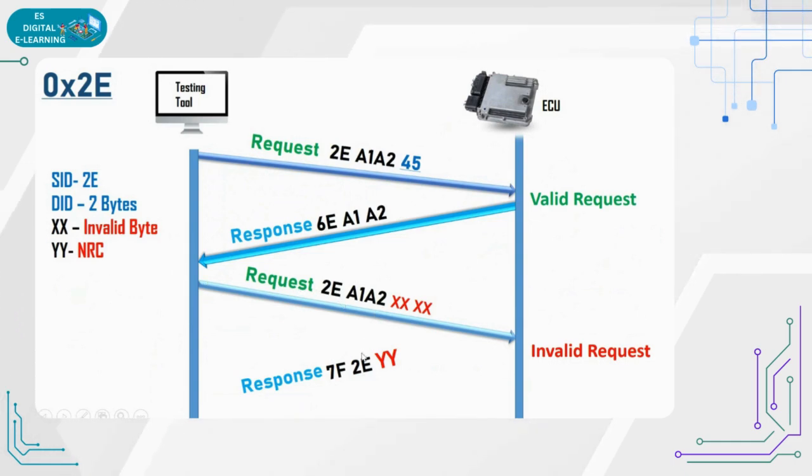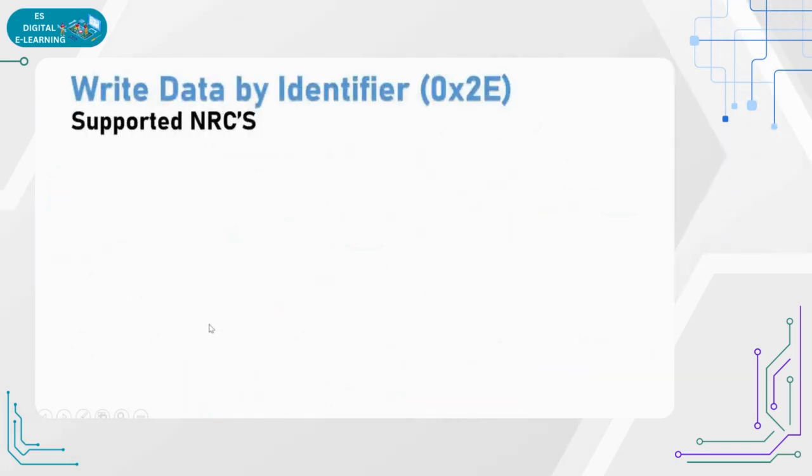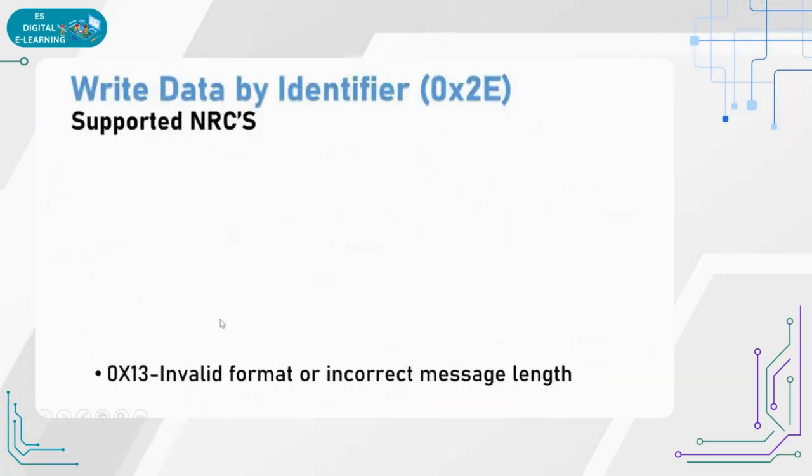So that NRC code will say, you are sending an invalid message, I need a valid message like that. It will give this in the response format. Is it clear, right? Yes, sir. Okay, so what are the supported NRCs for these 2Es?